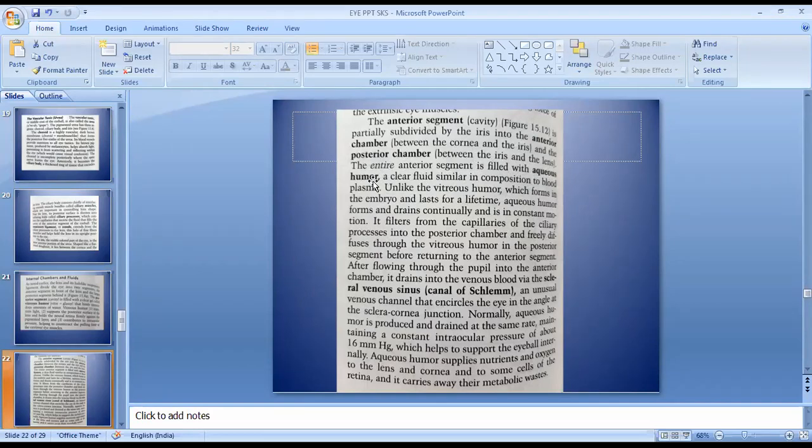The anterior segment is filled with aqueous humor, a clear fluid similar in composition to blood plasma. Unlike the vitreous humor, which forms in the embryo and lasts for a lifetime, aqueous humor forms and drains continually. This is very important. The aqueous humor present in the anterior cavity forms continuously, and it also drains continually.